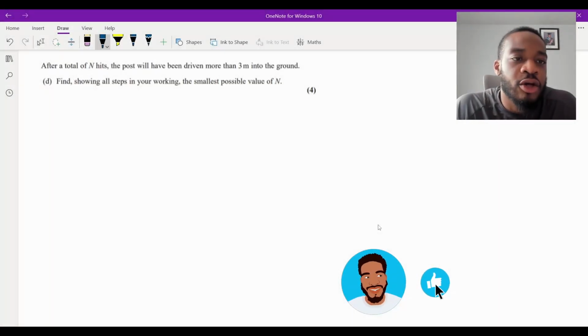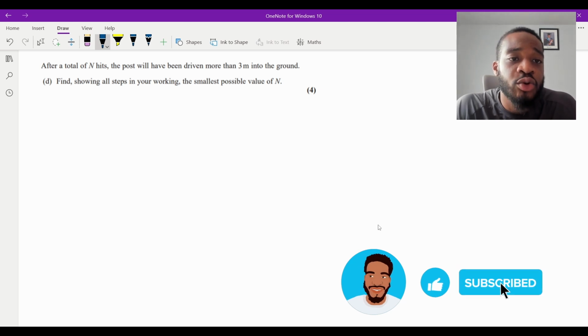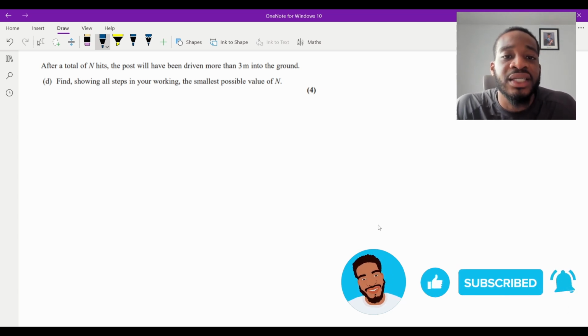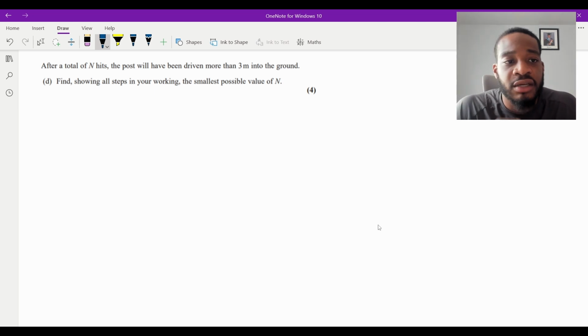Okay, so part D says, after a total of n hits, the post will have been driven more than 3 meters into the ground. Part D says find, showing all steps in your working, the smallest possible value of n, for 4 marks.